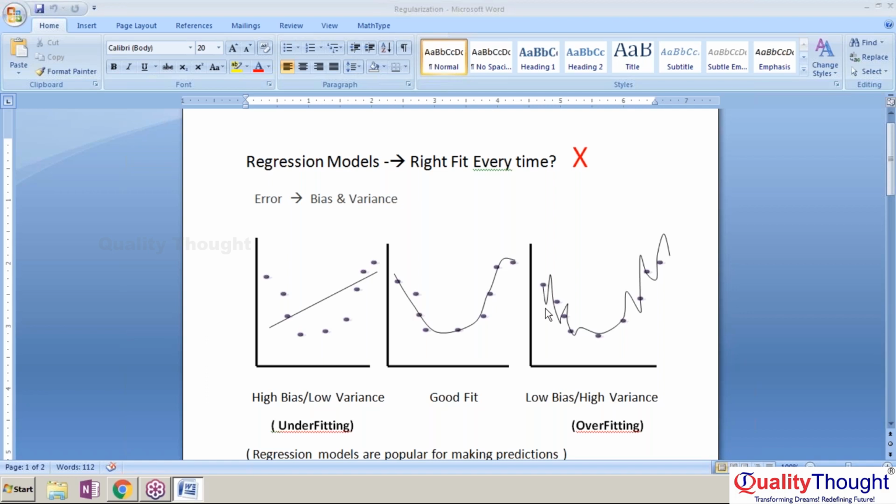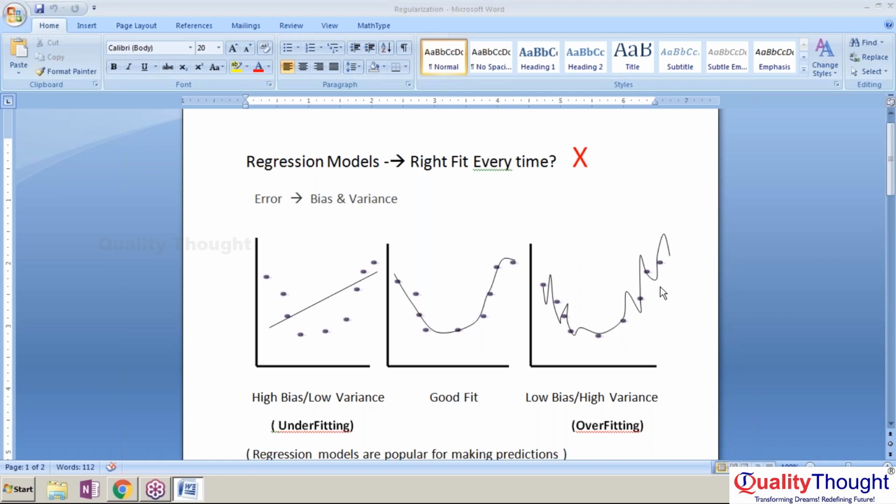High variance represents a lot of tilting, variations in the line that I have drawn in the third figure. Low bias means there is no error here, because it is pointing out each and every point, circling each and every point. So it's a low bias and high variance. The one with low bias and high variance refers to overfitting, and the one with high bias and low variance refers to underfitting.